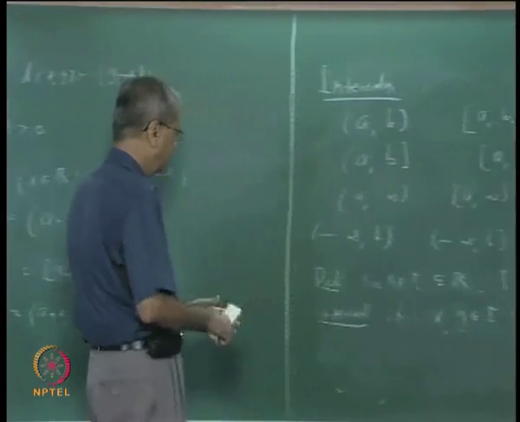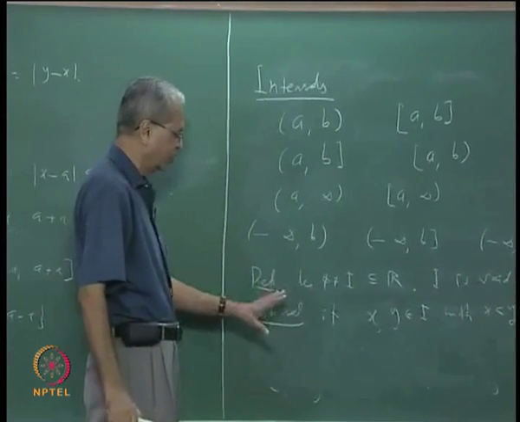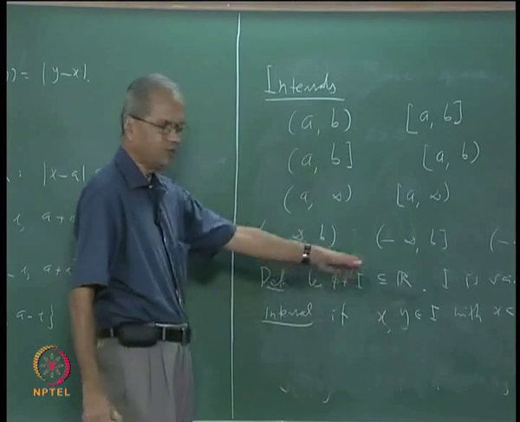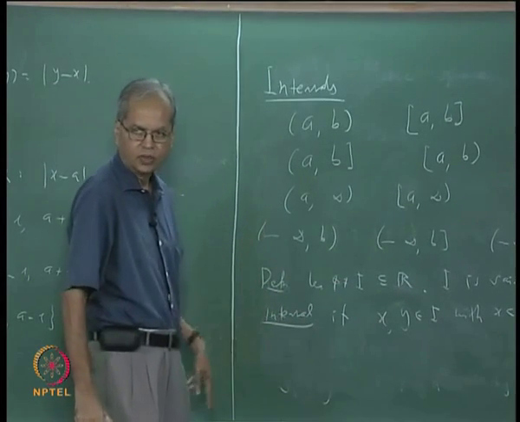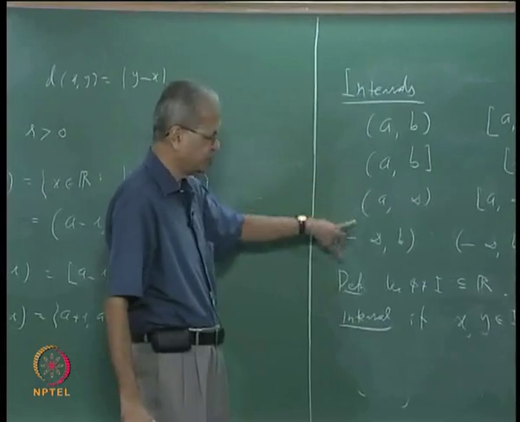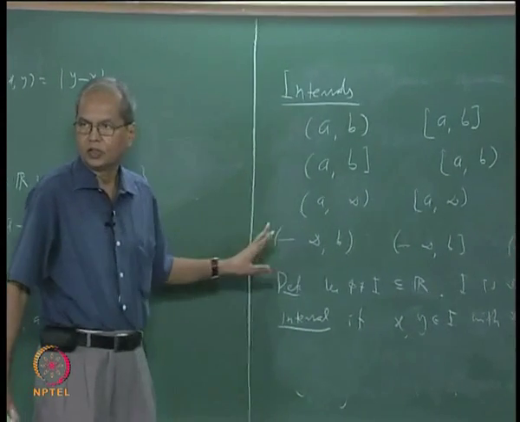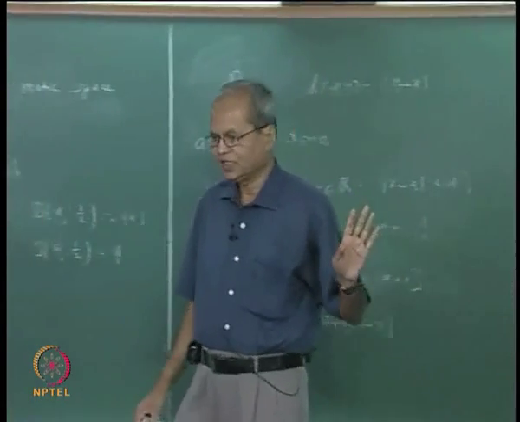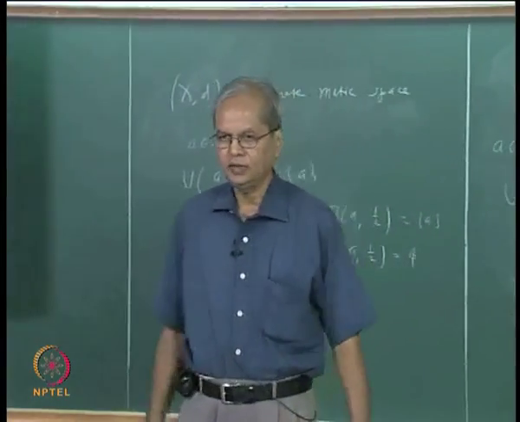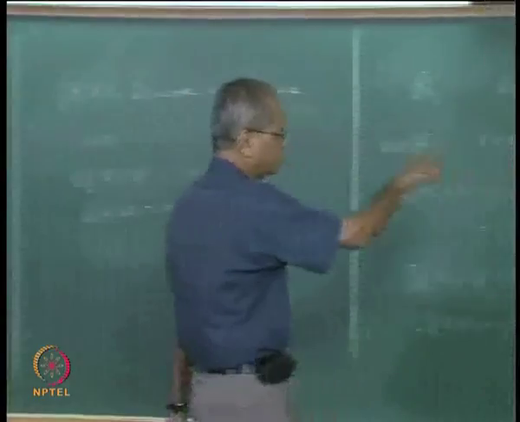That is, an interval is a set such that if it contains any 2 points, it should contain all the points lying between those 2 points. Do all these sets satisfy this property? Are there any other types that an interval can take, or does it include all the possibilities?